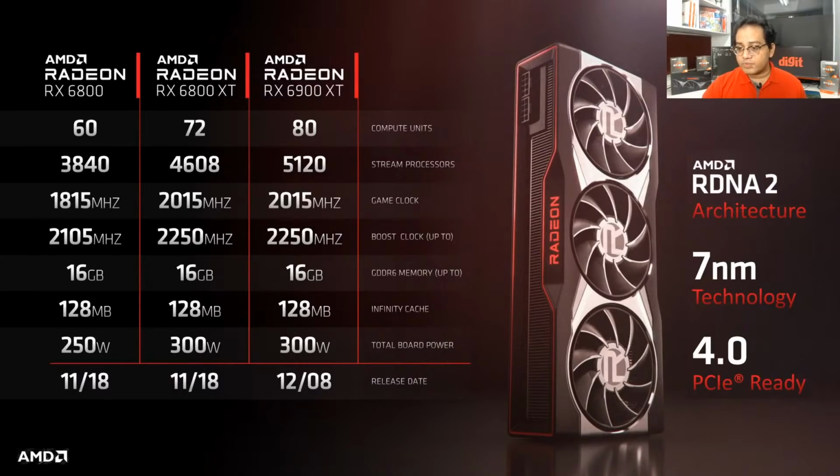Then, will there be a budget RDNA 2 card? We have answered this. We have no idea, but 6 months is usually the time.